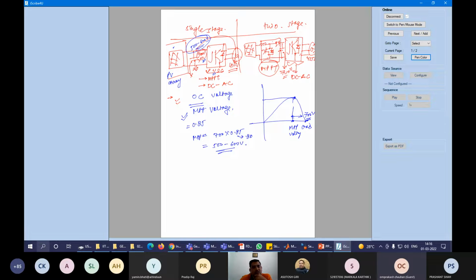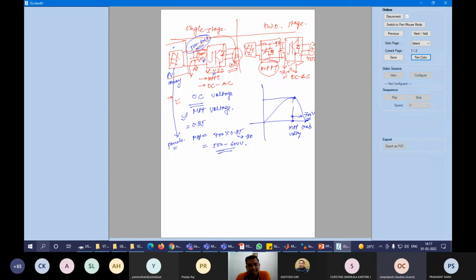So what would be the solution? If you want to raise the voltage from 500 to 700 in case of single stage, what is the solution? Suppose I want to raise this DC link voltage from 500 to 700 in case of single stage. What do I have to do? You can go for more number of panels in series. Exactly. We have to increase the series number of panels.